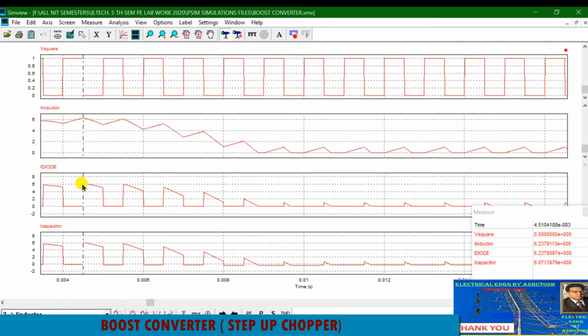Now the diode conducts and it conducts current. You can clearly see from here, this is the diode current, and the capacitor also conducts a current. So these are the waveforms, guys.